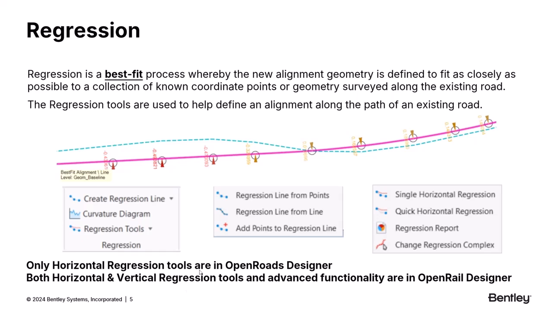Only the horizontal regression tools are available in OpenRoads Designer. If you're an OpenRail Designer user, that one has a more robust set of regression tools. It has horizontal and vertical, as well as some advanced functionality, and that's only available in OpenRail Designer. So if you need something more than what I'm showing you today, then you might want to take a look at OpenRail Designer, and also take a look at the session on Thursday, What's New in OpenRail Designer, where they're going to be showing some of that other functionality. So for today, we're mainly focusing on OpenRoads and looking at the regression from the roadway designer's point of view, if that makes sense, okay?